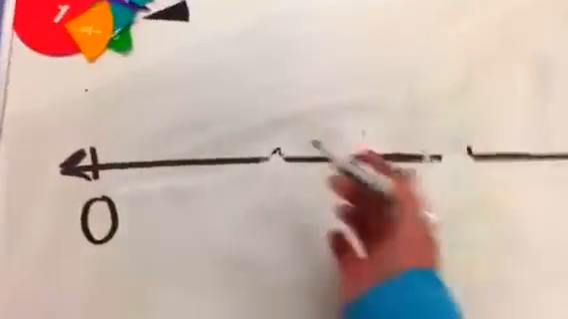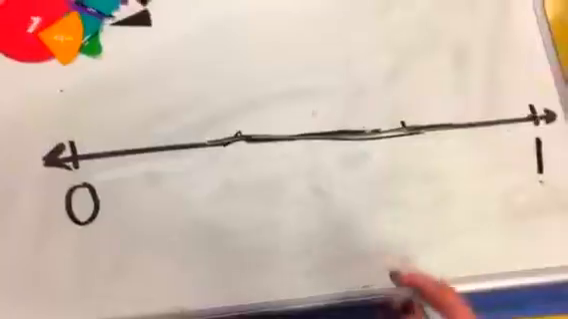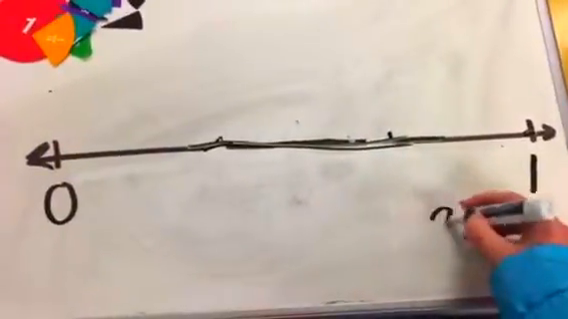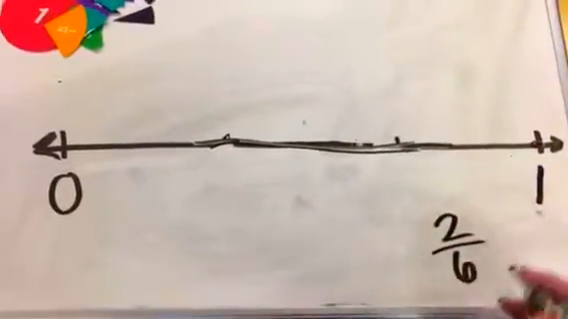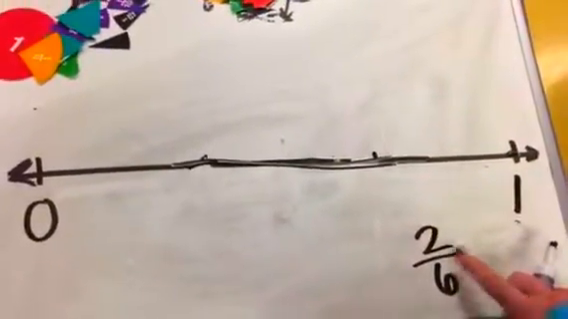All right, let's try. It's kind of messy, but you got it. It's still my number line from 0 to 1. Let's try 2/6. Okay? Remember, the denominator is the number of pieces in my whole. So that means I have to make 6 pieces in my whole.